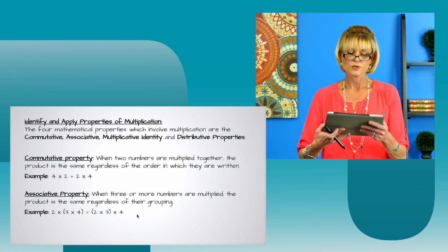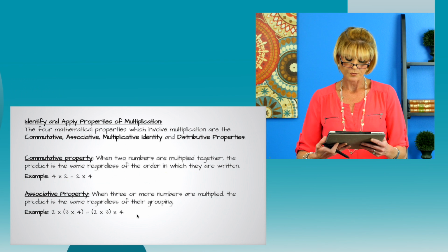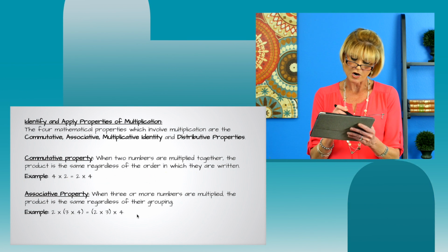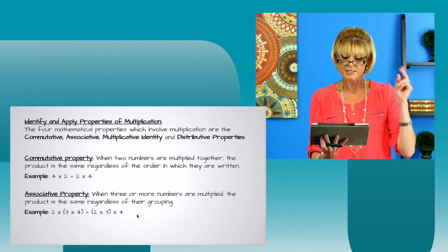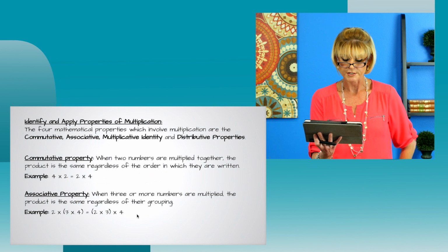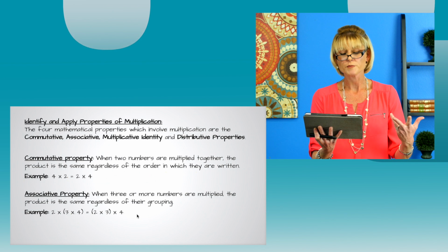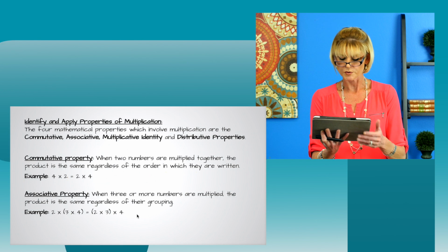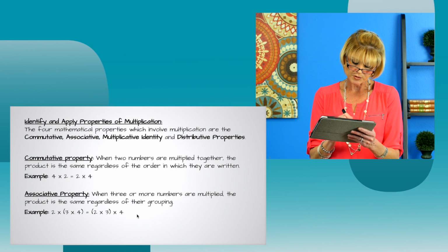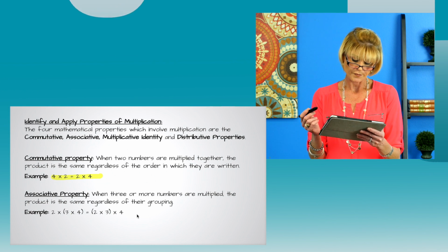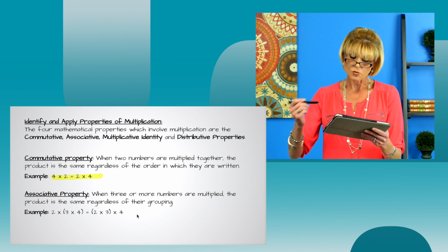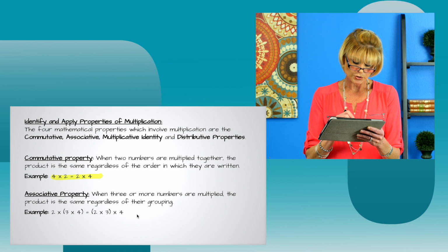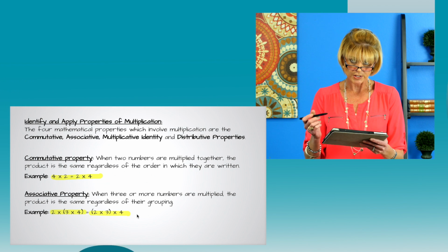It's important also that you're able to identify and apply properties of multiplication. Remember, the 4 mathematical properties which involve multiplication are the commutative, the associative, the multiplicative identity, and the distributive properties. The commutative property says when 2 numbers are multiplied together, the product is the same regardless of the order in which they're written. For example, 4 times 2 is the same as 2 times 4. The associative property says when 3 or more numbers are multiplied, the product is the same regardless of their grouping. So 2 times 3 times 4 is the same however you group them.